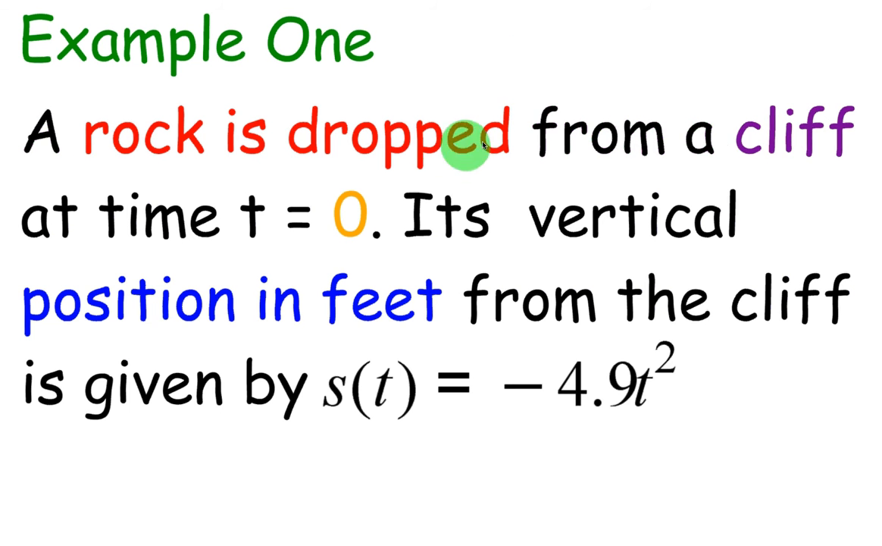A rock is dropped from a cliff at time t equals 0. Its vertical position is in feet from the cliff, and it is given by the following equation, which is the equation for gravity, negative 4.9 t squared. So basically, if you were to plug in 0 here, the position would be 0, right? It wouldn't have fallen any distance from the cliff. If you plug in 1, you get negative 4.9 feet, which would mean it's fallen 4.9 feet after 1 second. So that's what this equation means.